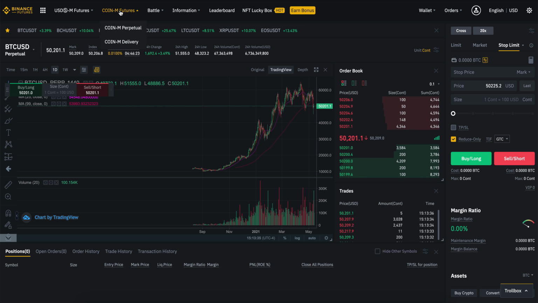Make sure to click reduce only and then click sell short. And what this will do is it will do a limit order up here that will trigger when the price comes up here, and I will exit out 50% of my account.